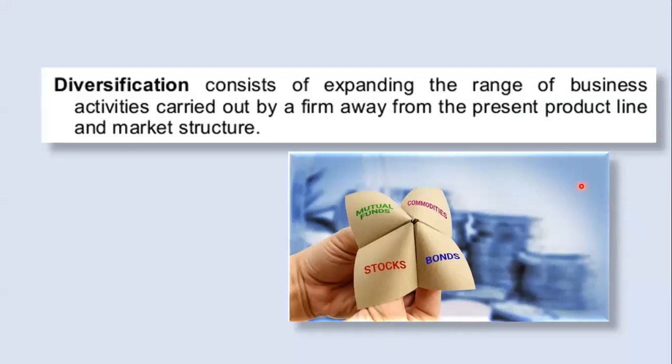All right, so this is diversification, expanding the range of business activities. You do not put all the eggs in one basket. You put some eggs here, some eggs here, some eggs here, and some eggs here. In other words, you put some money here, some money here, some money here, and finally some money here. In case you lose something, you don't lose it all. You lose less.